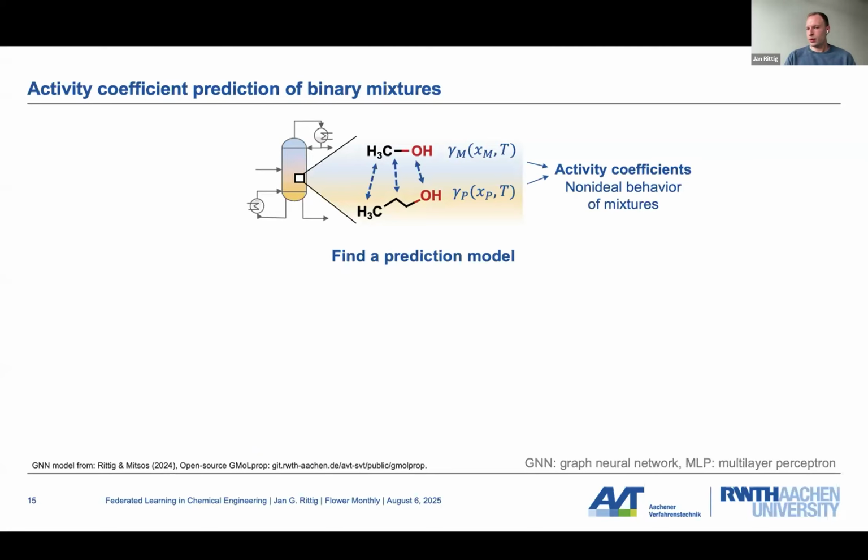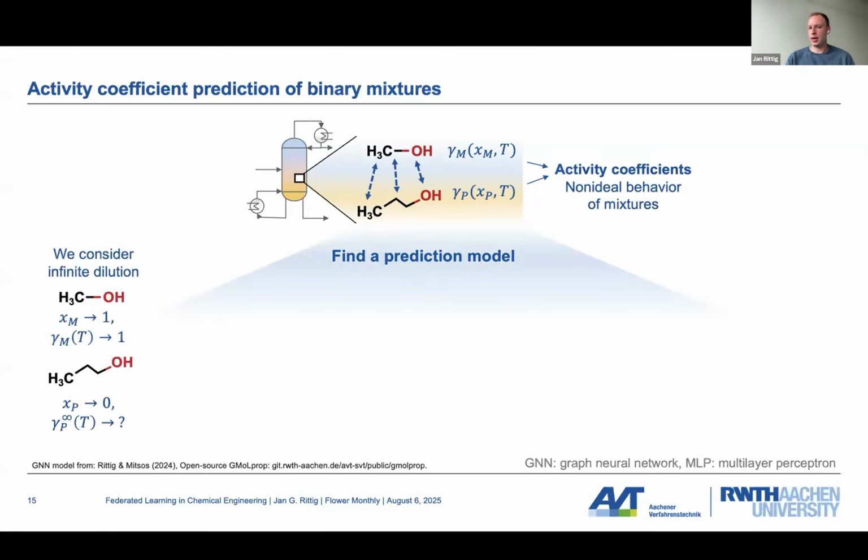Because this activity coefficient is needed for separation processes, it's very interesting for many chemical engineering applications, and it's highly desirable to predict these activity coefficients. So we have been developing machine learning models to predict these activity coefficients, and they are based on graph-based machine learning.